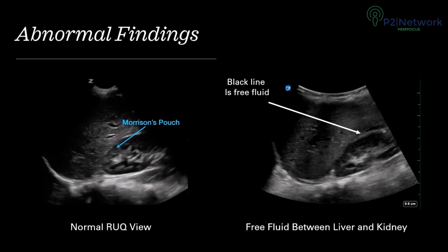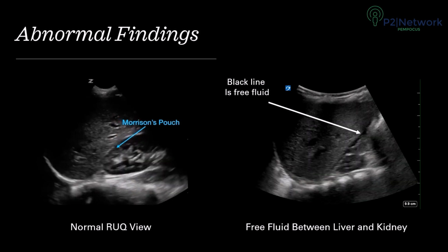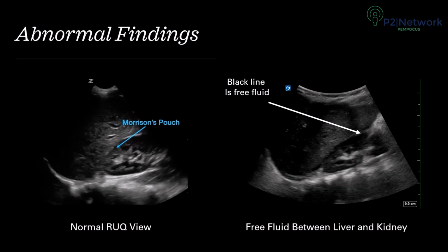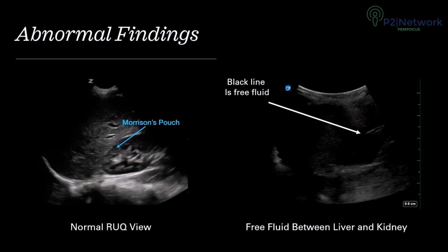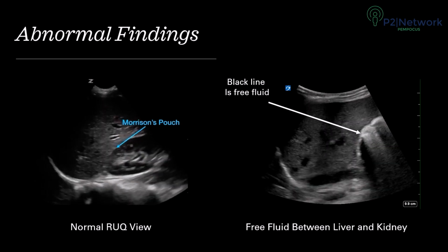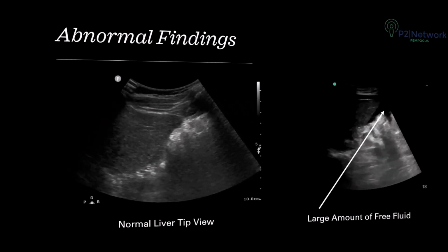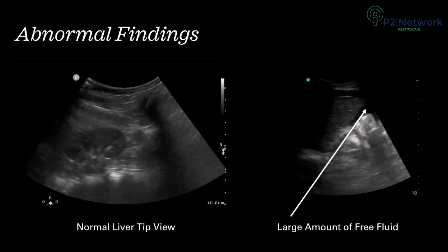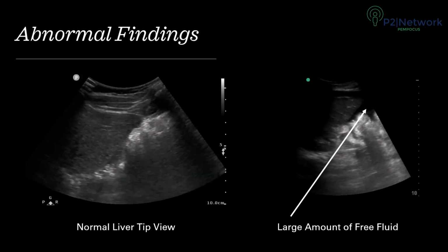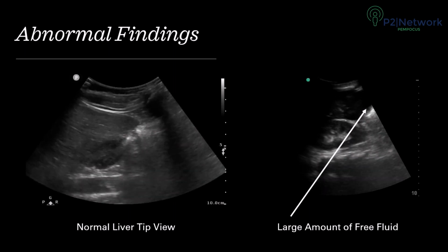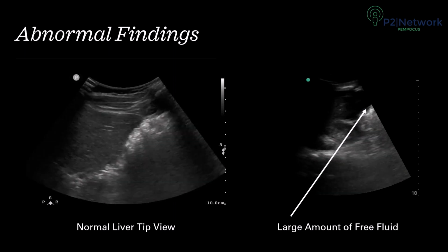In the right upper quadrant, as you fan through and look at Morrison's pouch, you can see that rather than a complete white line between the liver and the kidney, there are black areas that you can see in that interface of Morrison's pouch, which represents free fluid. Certainly, when there is a large amount of fluid, you will see the tip of the liver floating in a large area of black, which is more obvious in this picture than in the prior images.